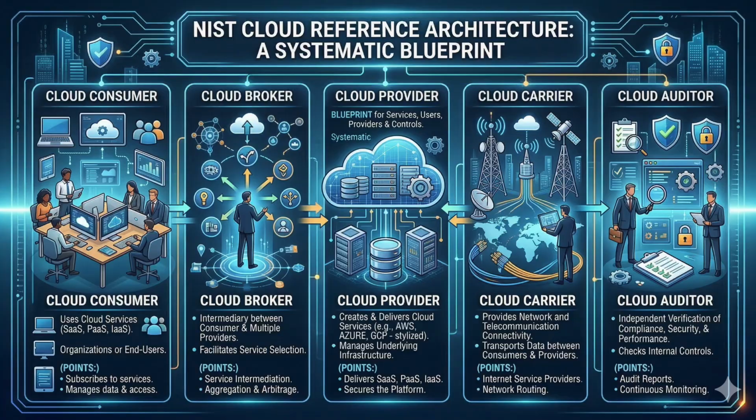Architecture is the blueprint that explains how cloud services, users, providers, and controls fit together. NIST's Cloud Reference Architecture identifies major roles such as the cloud consumer, provider, broker, carrier, and auditor. That framework helps us think systematically about who delivers services, who uses them, and who verifies compliance and security.